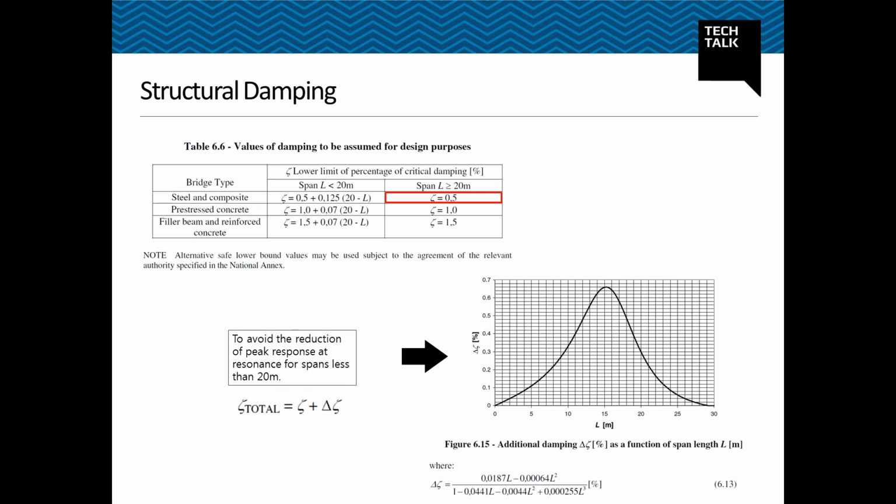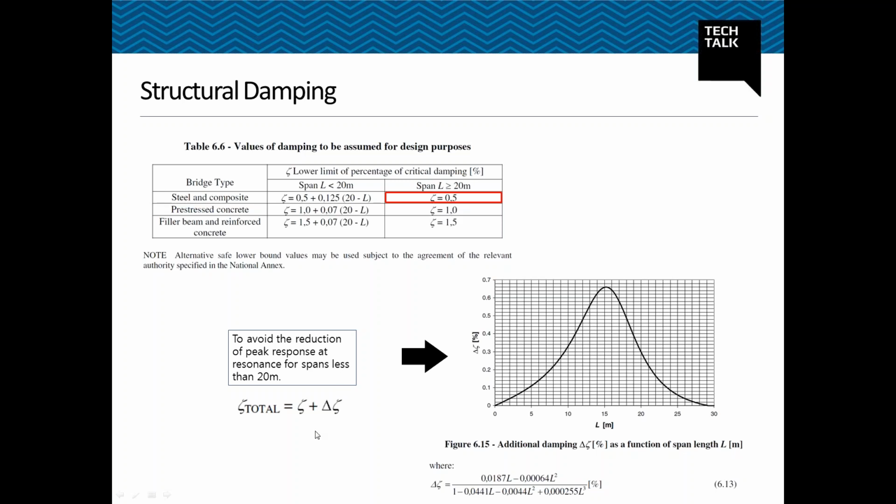Also, Eurocode helps us to choose what damping to be applied to the structure. So damping in this table is dependent on bridge type and the span length. Today, our example is using steel. It is a steel bridge, and the span length is more than 20 meters. So the lower limit of the percentage of critical damping is 0.5%. So this will be 0.005 in fact.